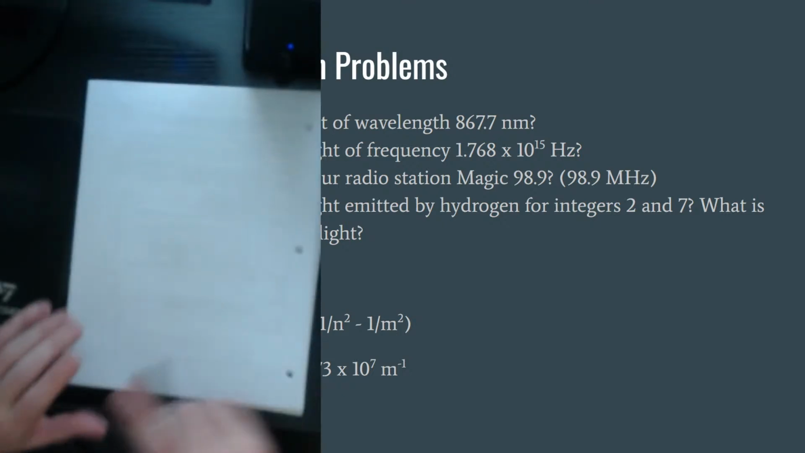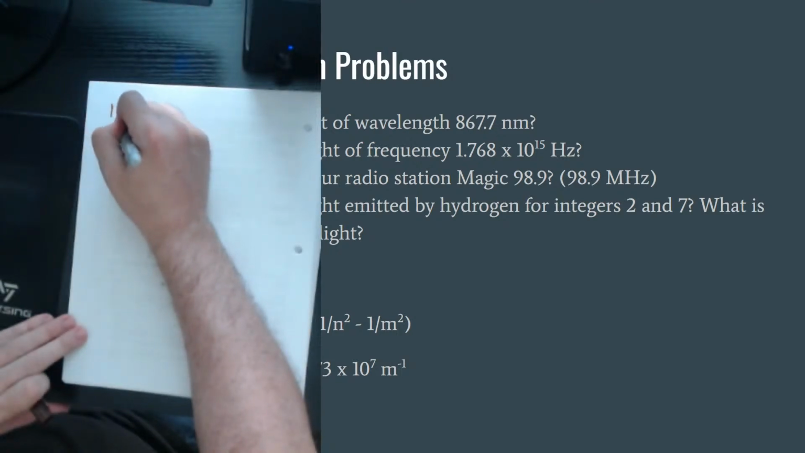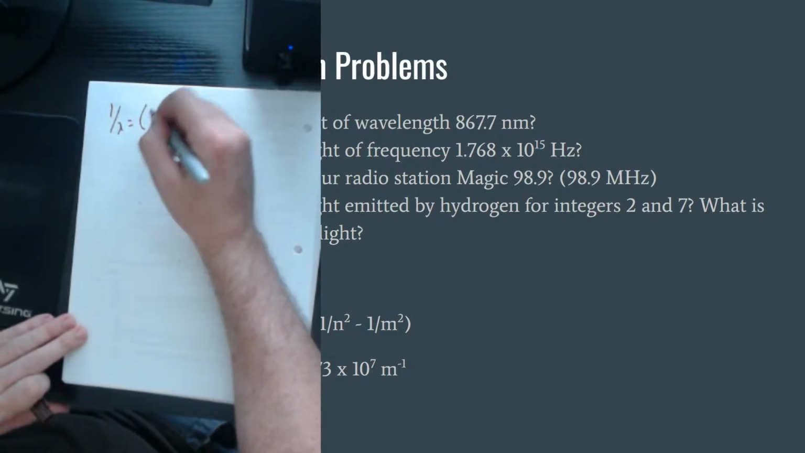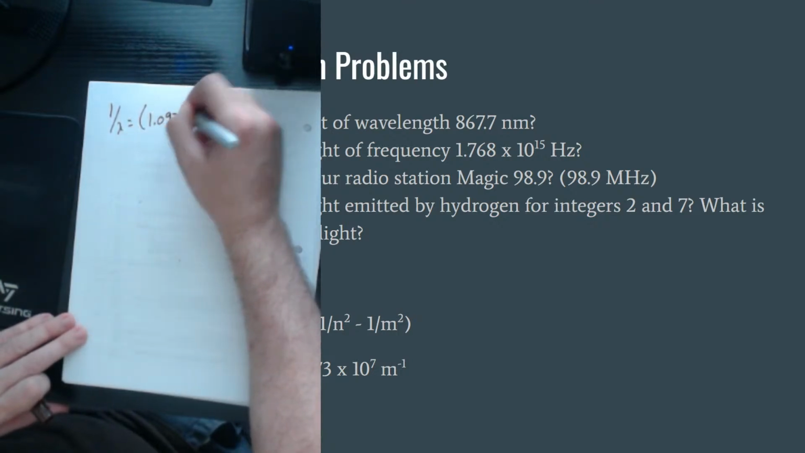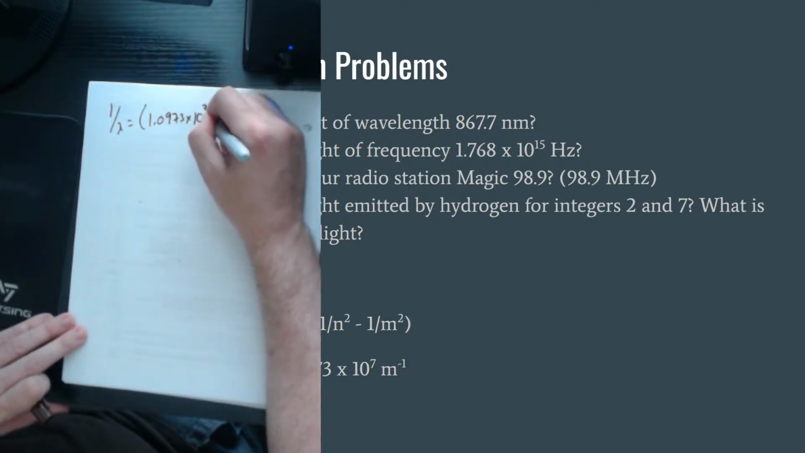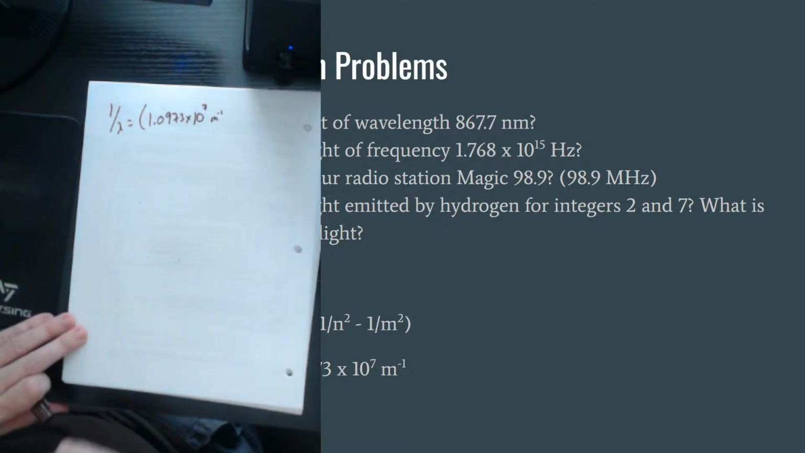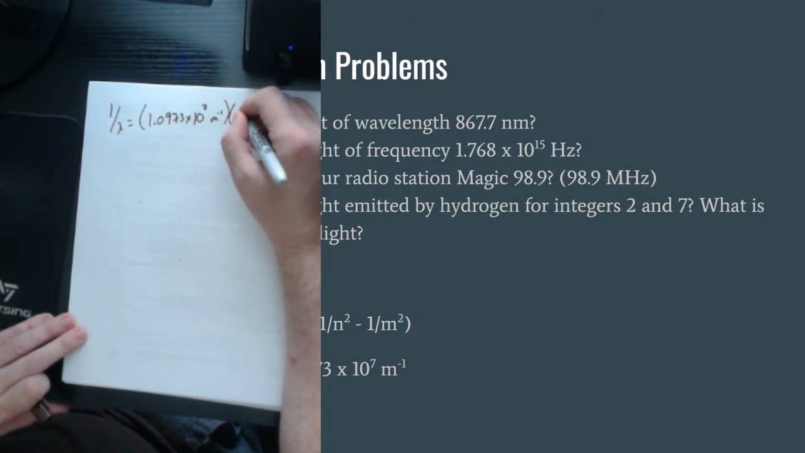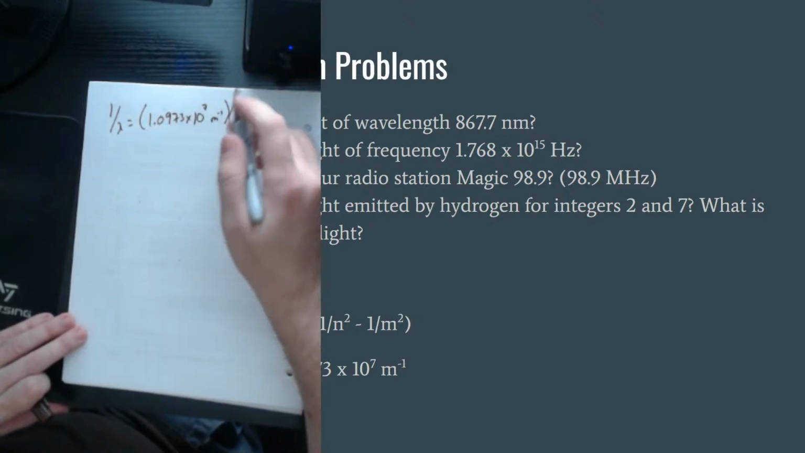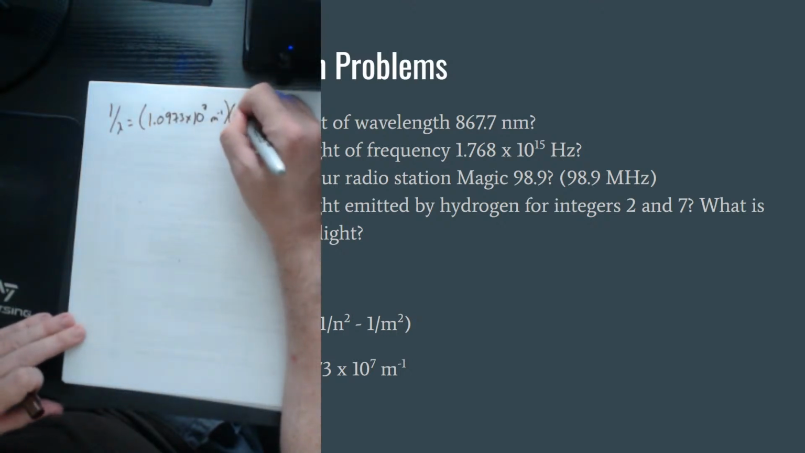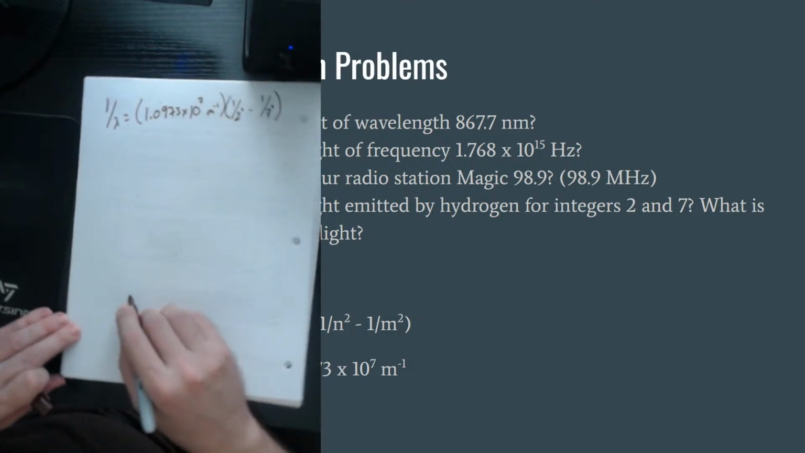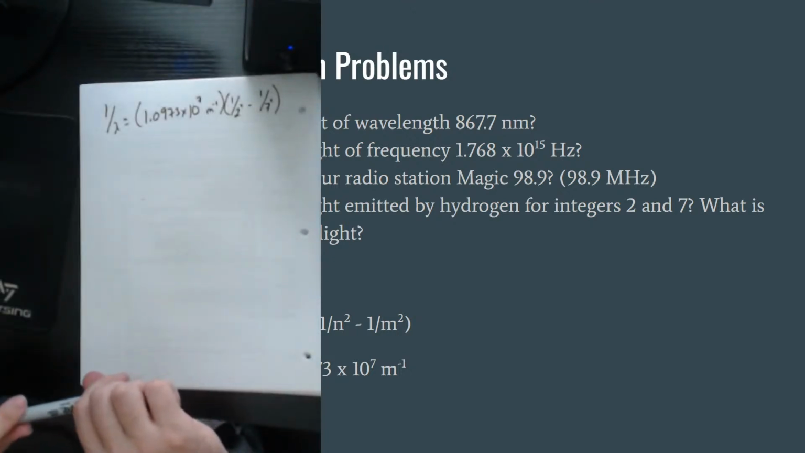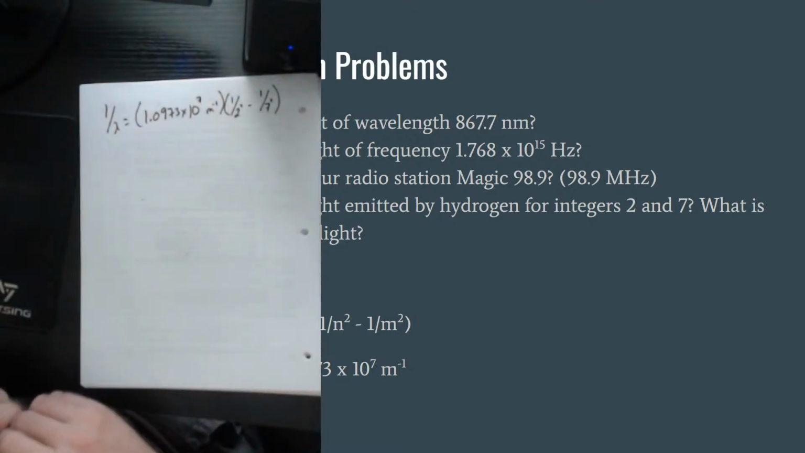Okay, so the Rydberg equation: 1 over lambda is equal to the Rydberg constant, R_H. So that's 1.0973 times 10 to the seventh inverse meters, times our two integers, 2 and 7. The first one has to be the smaller integer, so that's going to be 1 over 2 squared. And the second one is our larger integer, so 1 over 7 squared. So those are the numbers we plug into our calculator.